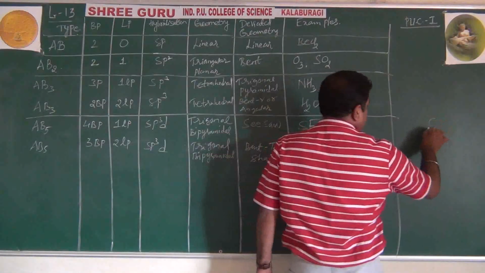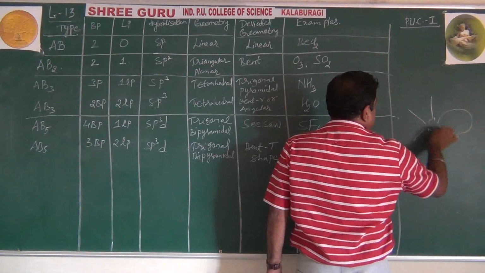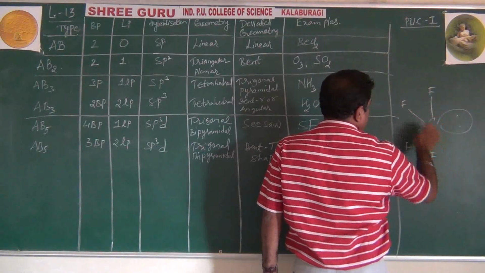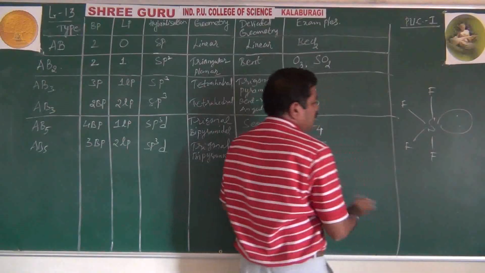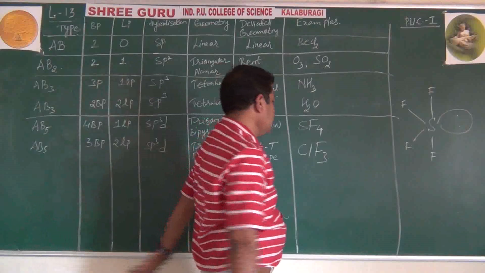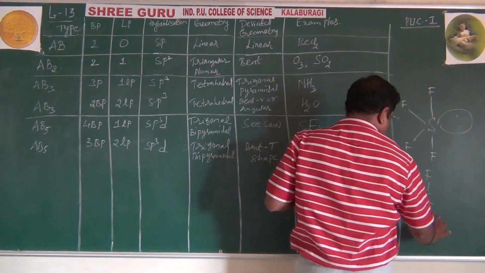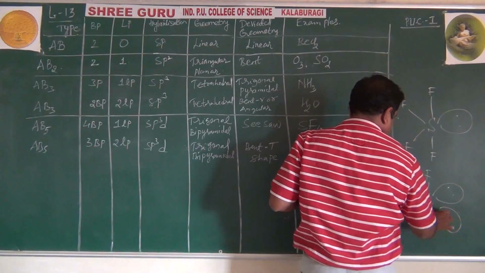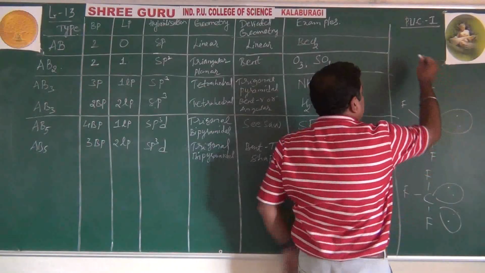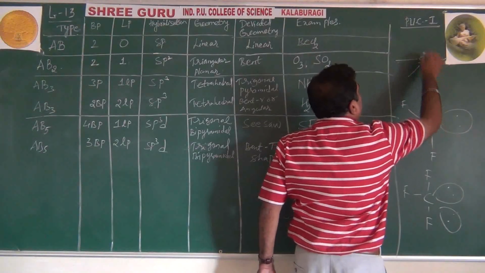I will show you, students. 1, 2, 3, 4, and this is 1. Right? 2 at 90, 2 angular, 1. This is seesaw. If you bend it, it will become like this. This is seesaw. Here I have 3 bonding pairs, 2 lone pairs. Almost. You remove this, it will become bent T shape. And this is seesaw.